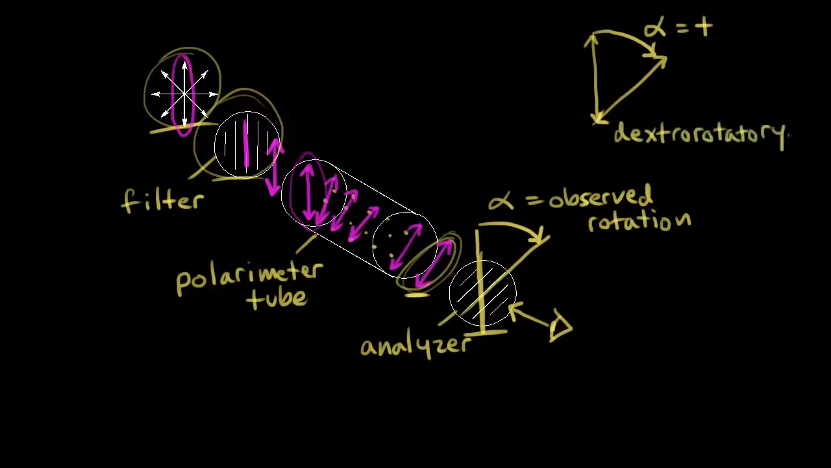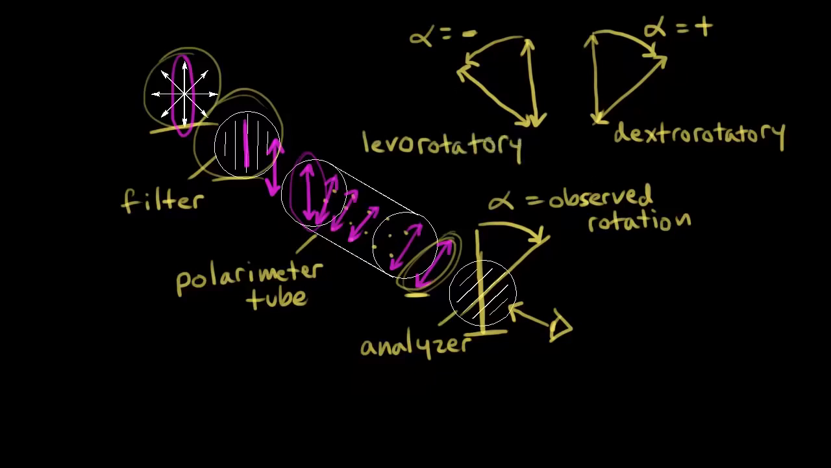What if our plane was rotated to the left? So what if the light was rotated to the left? Let's say we started off vertical and our light was rotated in this direction this time. So we had to rotate the analyzer to the left. The observed rotation is said to be negative. So this is a negative rotation, a counterclockwise rotation, and this is called levorotatory. So let me write that in here. So this is levorotatory.